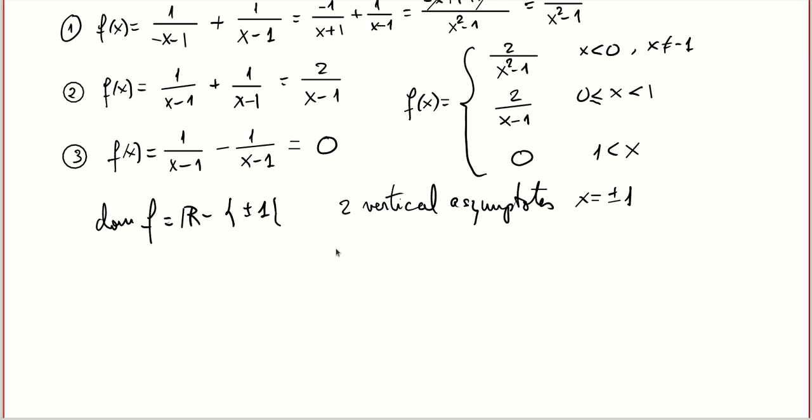And on the negative side, well, if you calculate the limit when x goes to minus infinity of the function f, you have to take this form, and clearly the limit of this is equal to 0. So there is a horizontal asymptote.